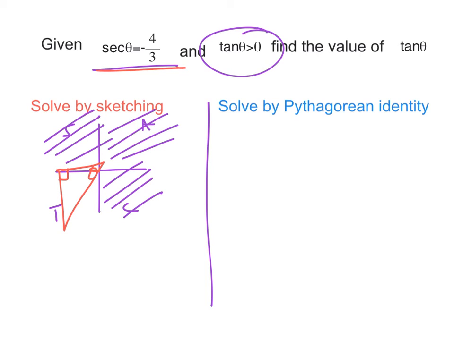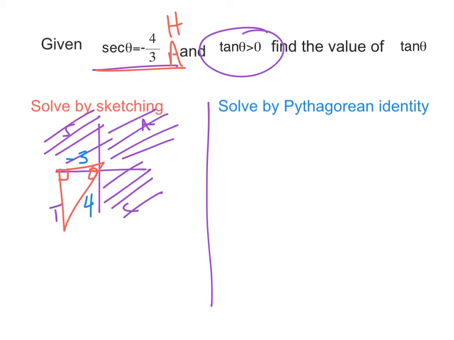Now I see secant, and I have to think the reciprocal of cosine. So according to SOHCAHTOA, cosine is adjacent over hypotenuse. Therefore, secant is hypotenuse over adjacent. Hypotenuse is always positive, and so that's going to make this side, the adjacent, -3, and that should make sense, guys. If you're at the origin and walk to the left, that definitely should be a negative number.